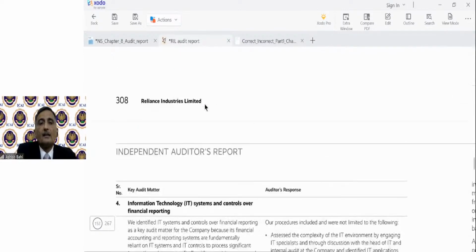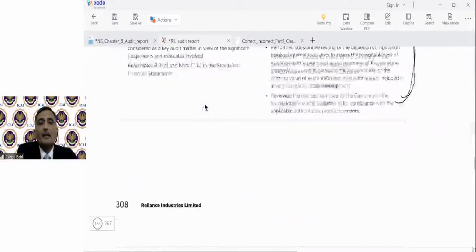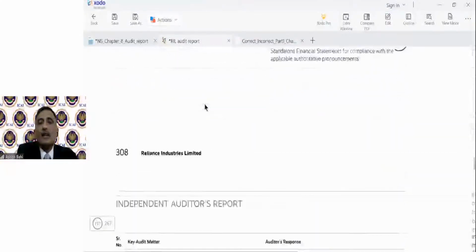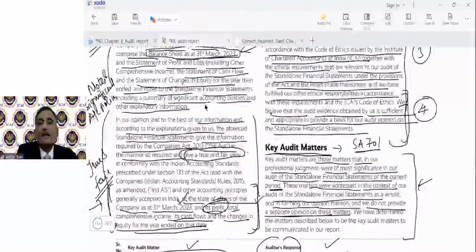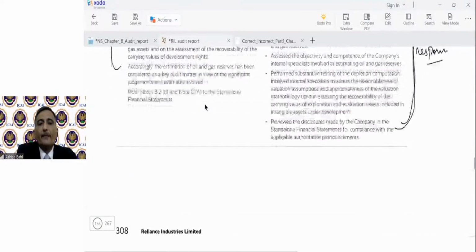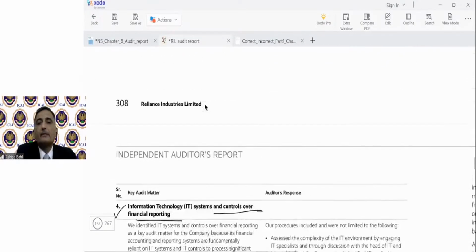And they have identified many key audit matters. Like one, and another key audit matter, information technology systems and control over financial reporting. There are others also, because the page is not showing completely. It is quite wide, so I am showing you briefly. There is one, two and three on the right side, and this is number 4.